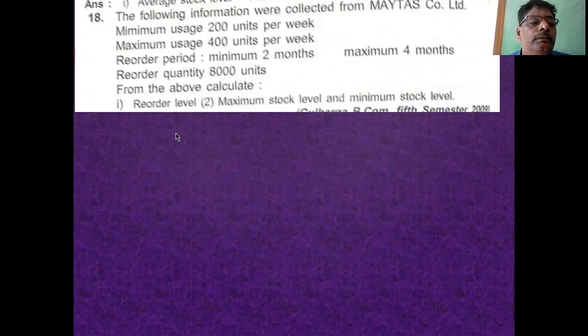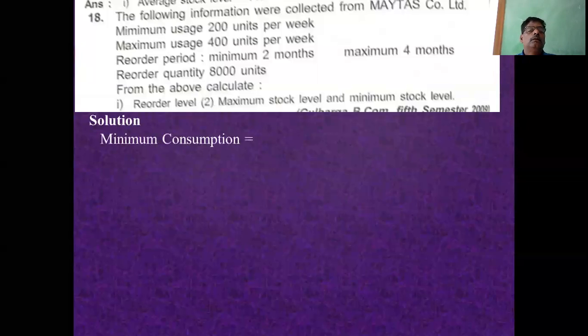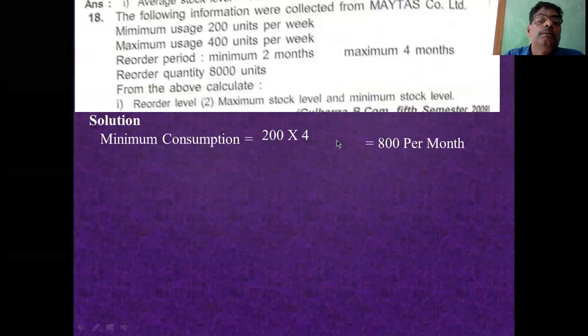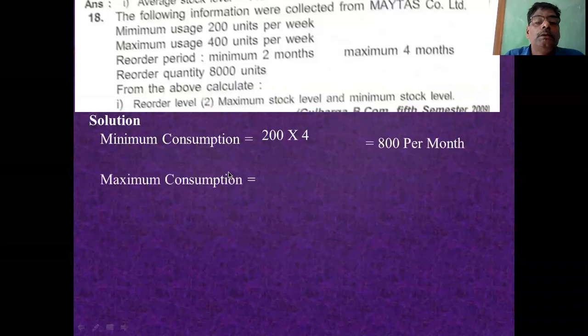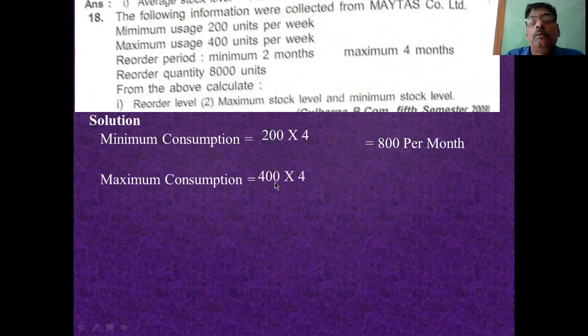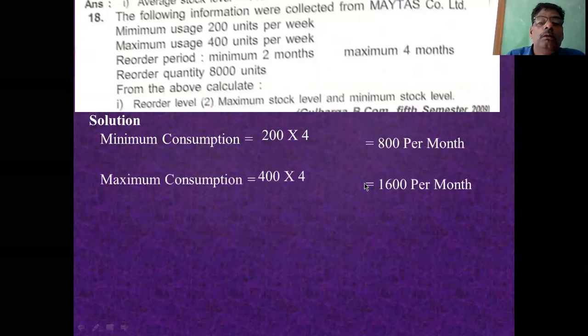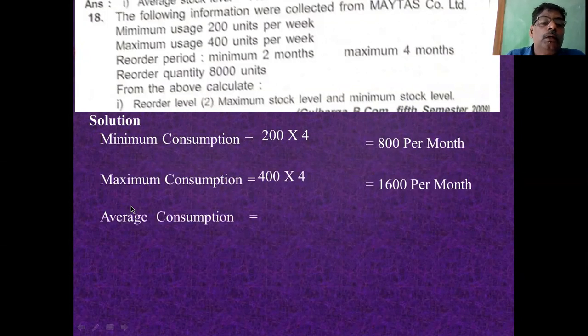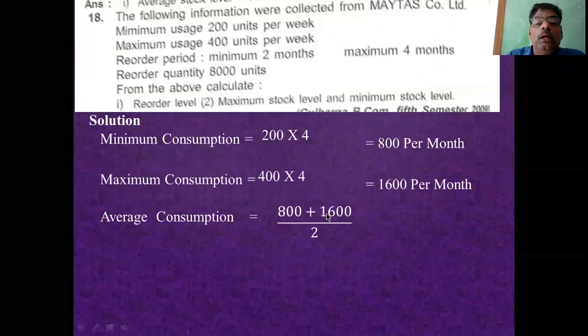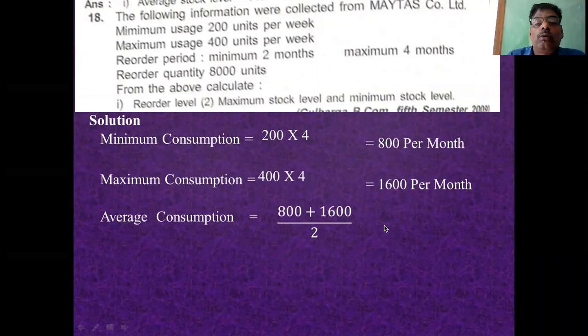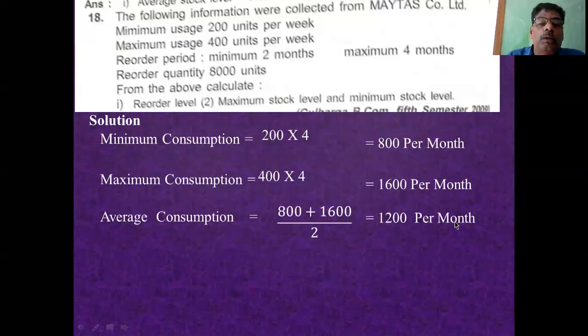Then I'll convert it. You see here. Minimum consumption is equal to 200 per week, and for 4 weeks is equal to 800. Maximum consumption is 400 per week into 4, which is equal to 1600 for a month. And average consumption is 800 plus 1600 divided by 2, which is equal to 1200 per month.